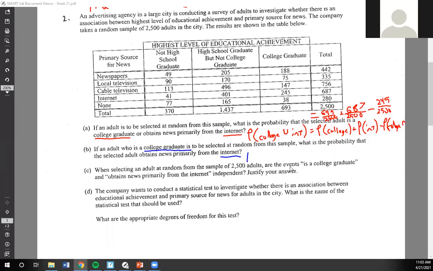So that is the probability where we are selecting from the college graduates. So given college, what is the probability that they get the news from the internet? We're finding the probability of internet given college. So out of all of those who are college graduates, which is 693, what is the probability that they obtain their news from the internet? So out of all the 693 that are college graduates, how many of them obtain their news from the internet?